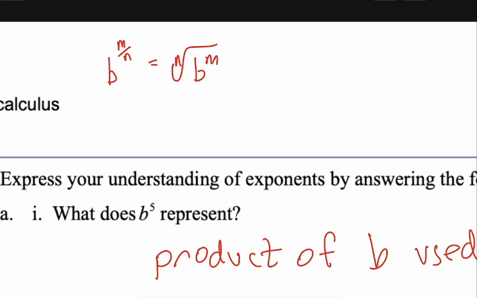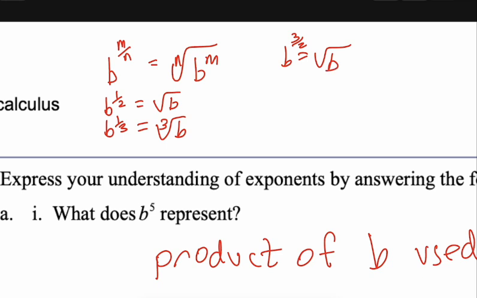So the most common ones: b to the 1/2 is just the square root of b. b to the 1/3 is the cube root of b. b to the 3/2 is the square root of b cubed. Some of those are the most used ones that we're going to see. So flipping back and forth between those notations is going to be important.